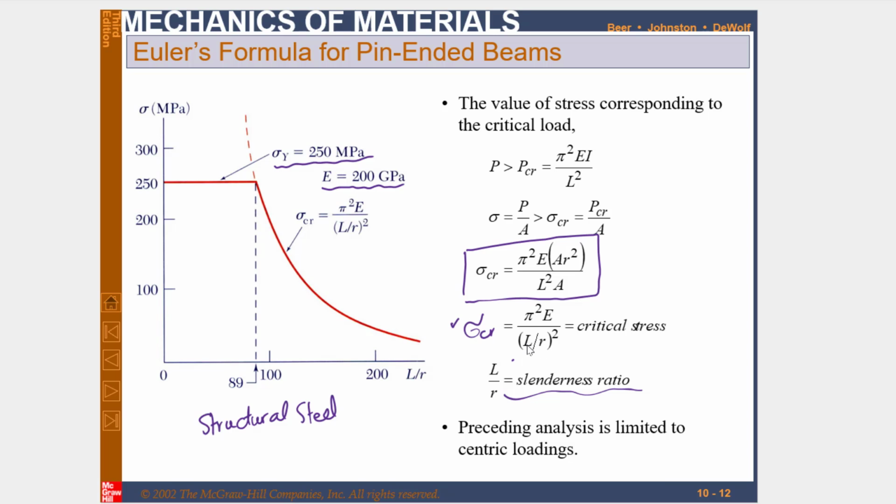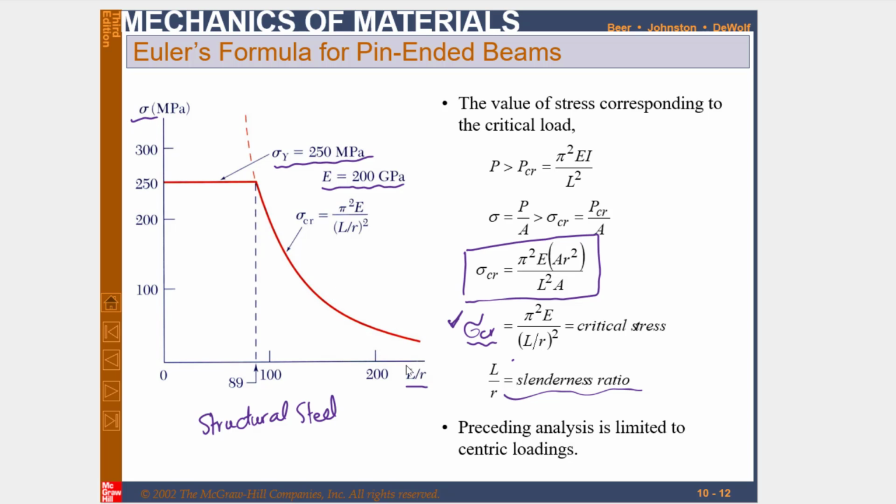It means if slenderness ratio is high, the critical stress will be low, and if slenderness ratio is small, the critical stress will be high. So we always try to increase the critical stress, because it is actually strength that defines the stability of the structure. So for getting the higher critical stress, you should have lower slenderness ratio. This graph tells you about the relationship between the L by R slenderness ratio and the normal stress.